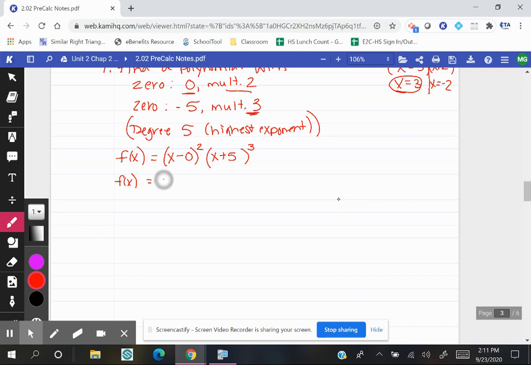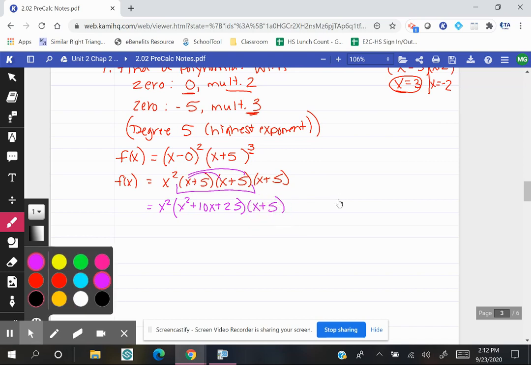So this x minus 0 is just x, so that'd be x squared, and then I'm going to write out x plus 5 3 times because it's raised to the third power. Now I'm just going to FOIL everything out. So I can only FOIL 2 at a time. So I'm going to bring down my x squared and FOIL these. So I'd get x squared plus 5x plus 5x, so that's 10x, plus 25 multiplied by x plus 5.